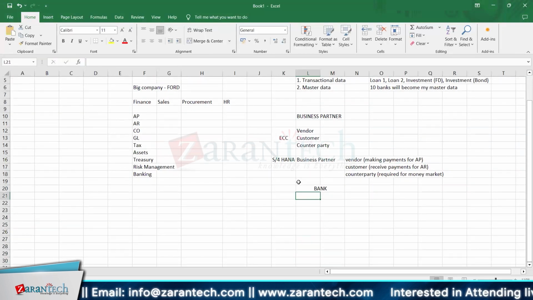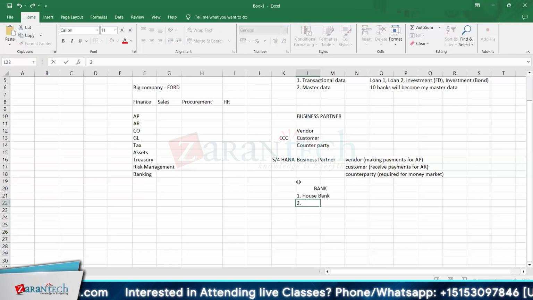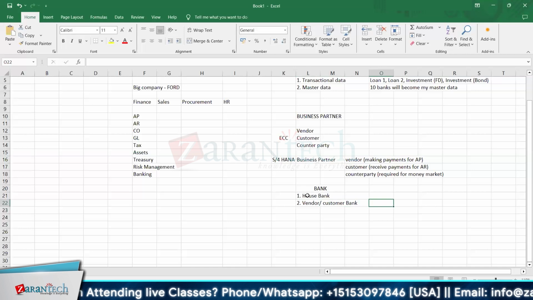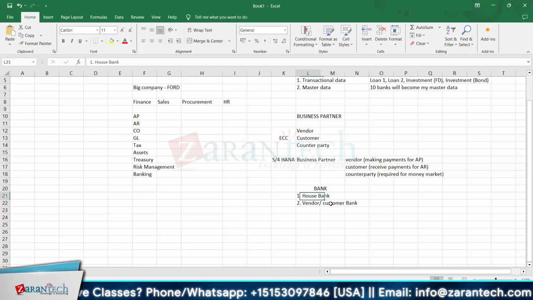When we talk about bank, in simple terms, there can be two types of bank. One can be your house bank, and one can be your third party bank. Just mention house bank, and it's a vendor or customer, which is nothing but a third party bank. Can someone explain what is house bank and what is the difference between these two? People who are familiar with SAP, can someone explain this?